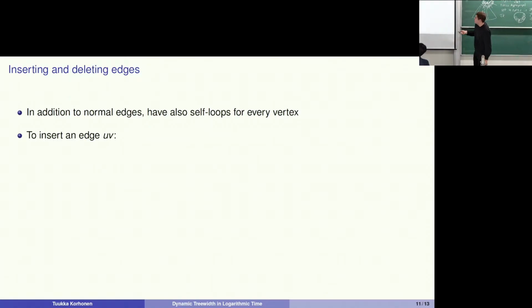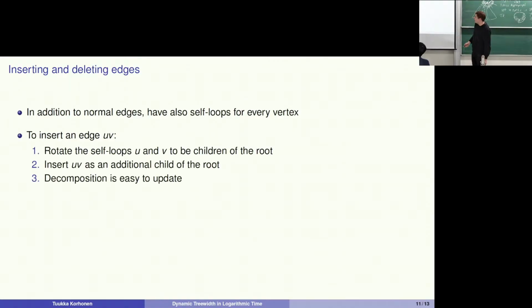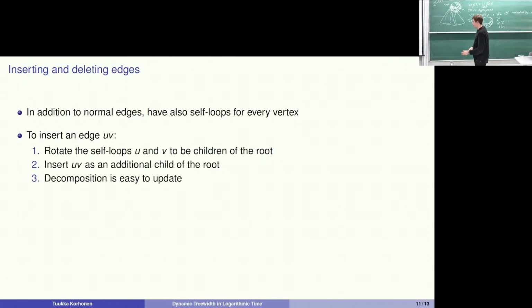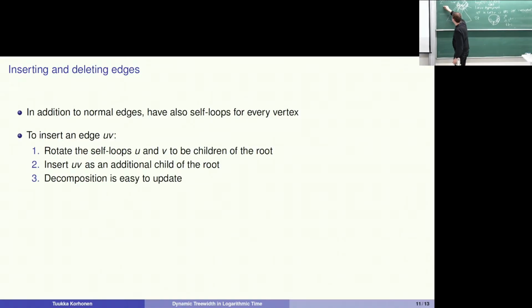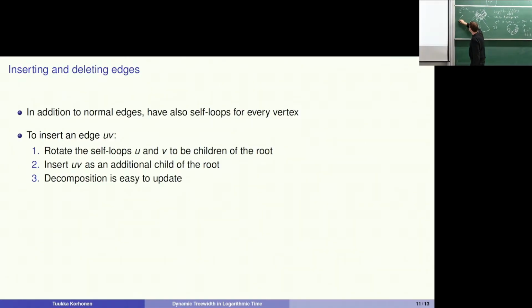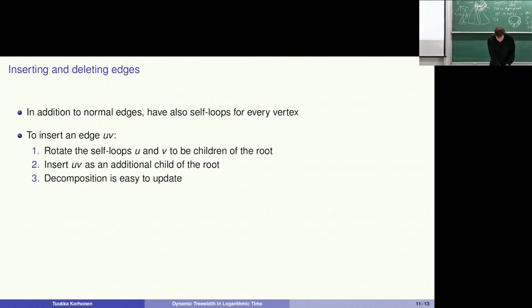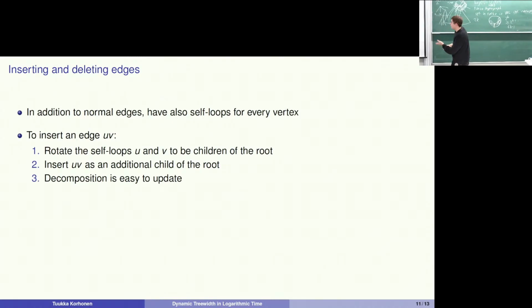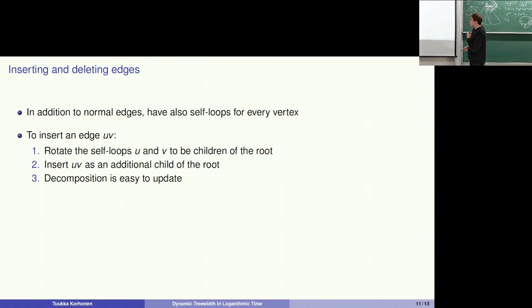Now, what to do to insert an edge UV? What we want to do is use these contraction and splitting operations to ensure that the self loops corresponding to U and V are children of the root. So basically, you make some leaf closer to the root. These self loops correspond to some leaves of the decomposition.